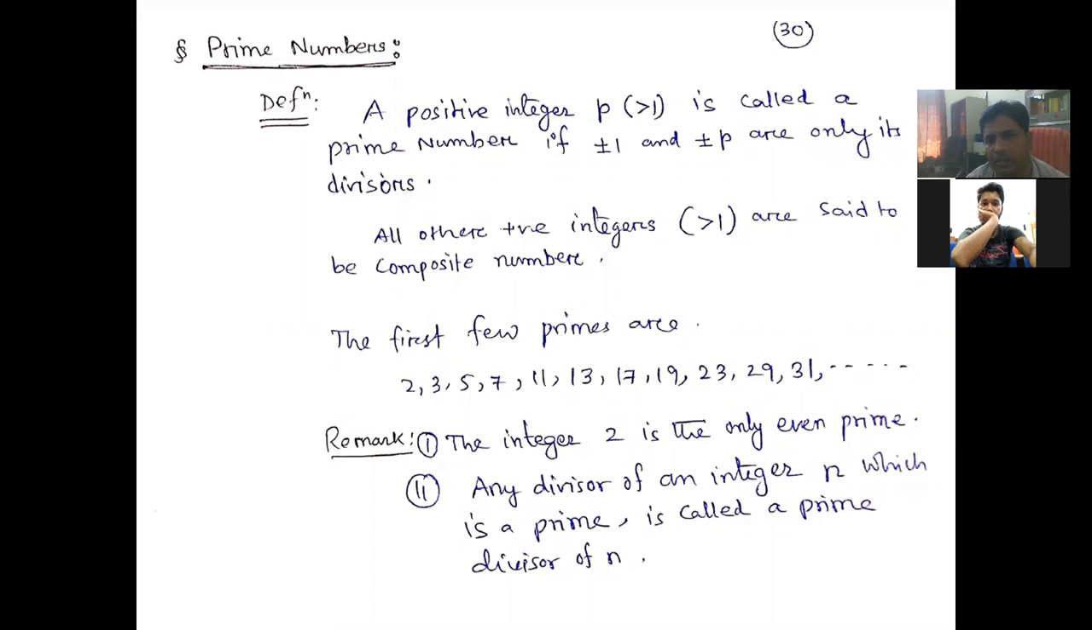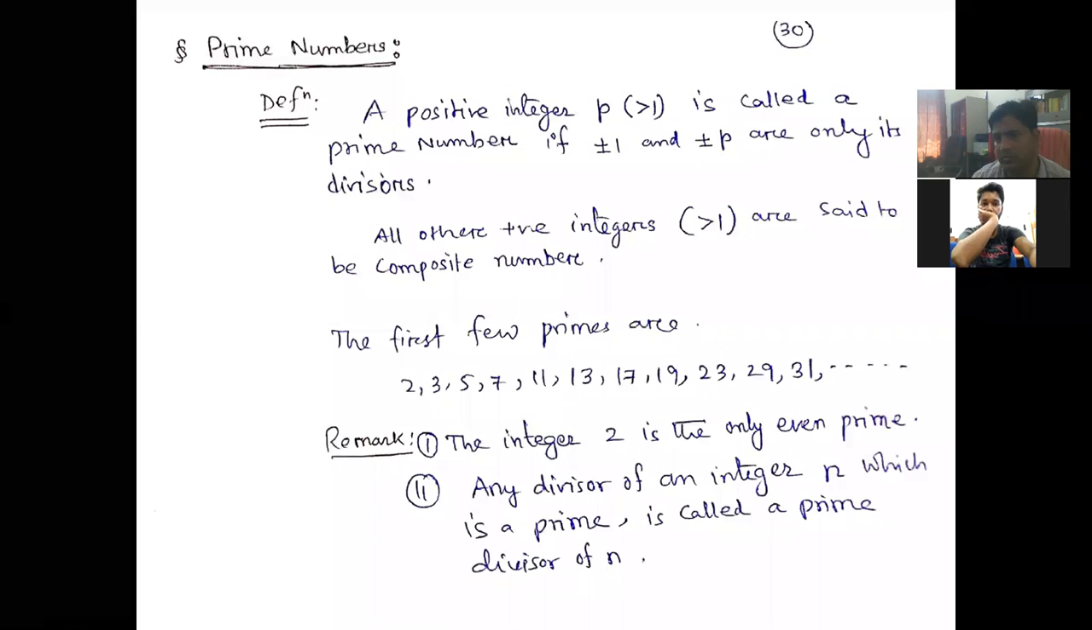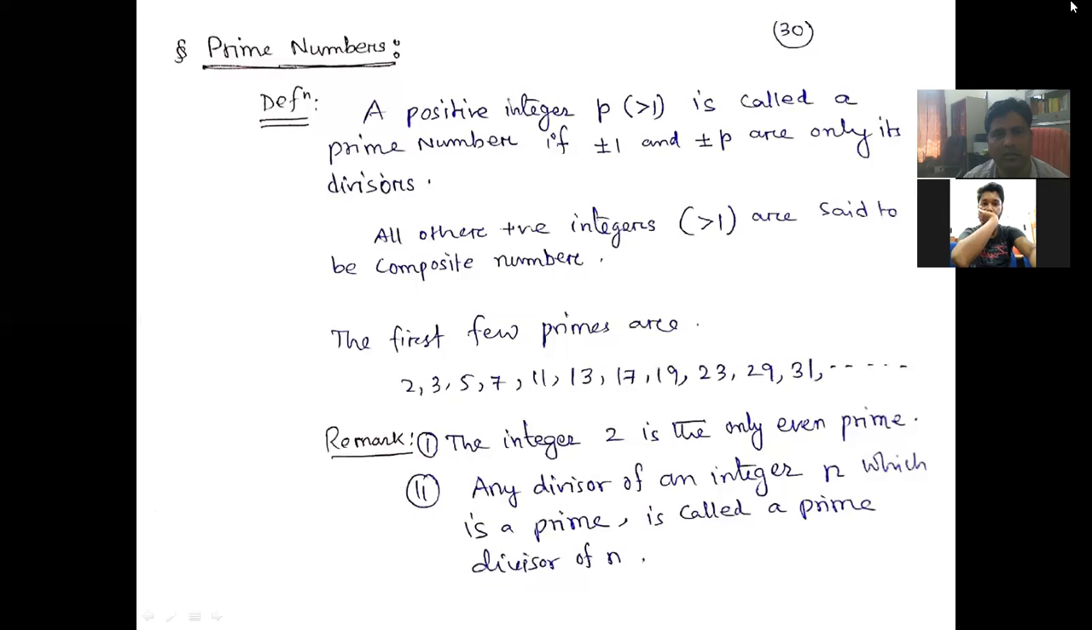A positive integer p greater than 1 is called a prime number if plus minus 1 and plus minus p are only its divisors. What is the prime number? All other positive integers greater than 1 are said to be composite numbers. Okay, those who are not primes are called composite numbers.